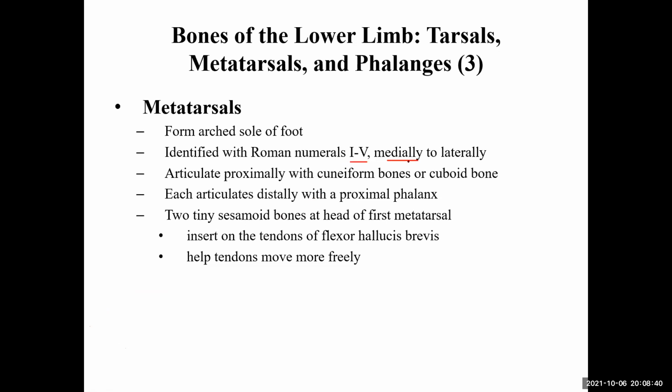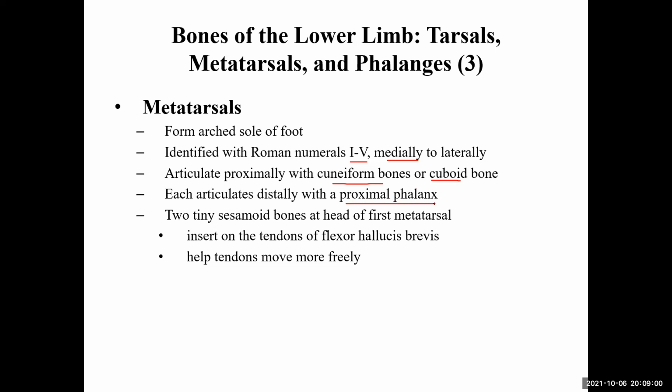So these bones are going to articulate with either the cuneiform or the cuboid bone. Either or. It's going to be one of the cuneiform bones or the cuboid bone. And then from there, they will articulate with a proximal phalanx or proximal phalange.